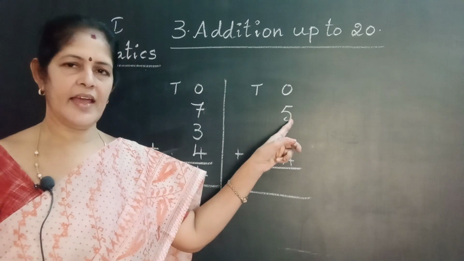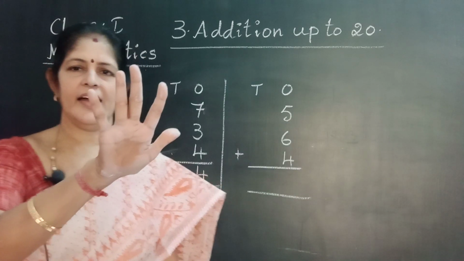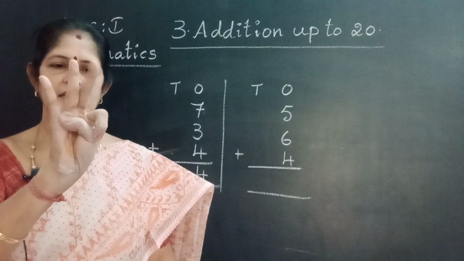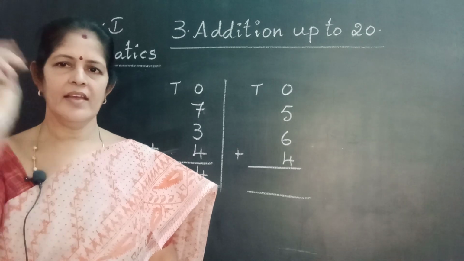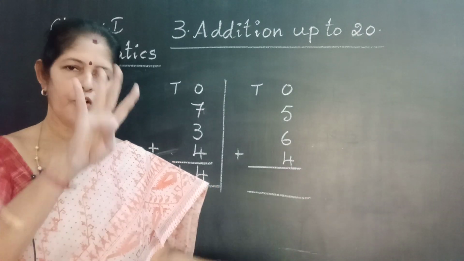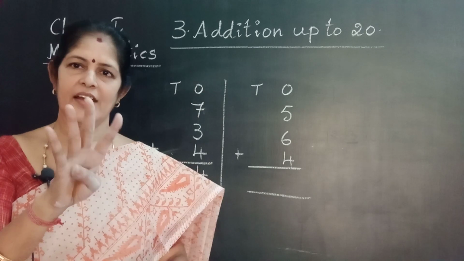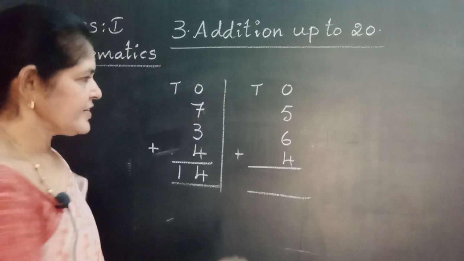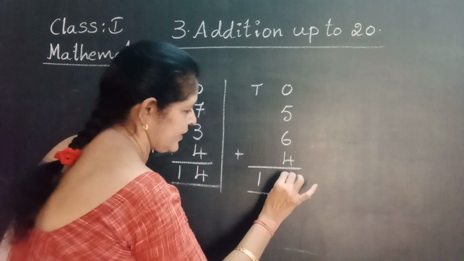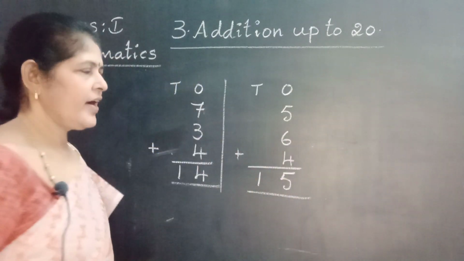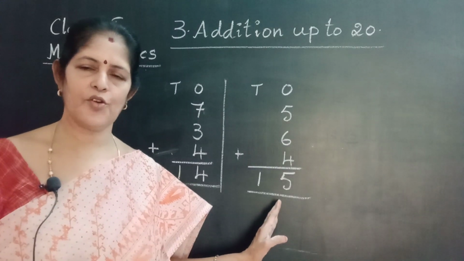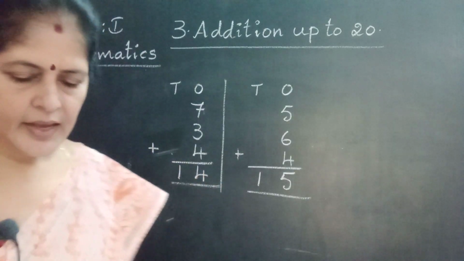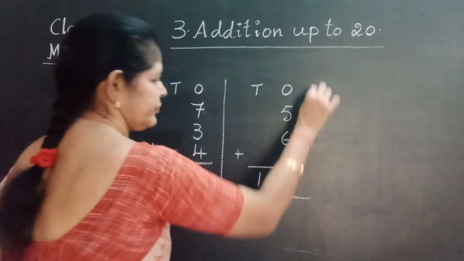Once again. Again start. Take 5 fingers. 6 after. 7, 8, 9, 10, 11. 11 in the mind. Take 4 fingers. 11 after. 12, 13, 14, 15. What is the answer? 15. 1 ten, 5 ones. These are adding 3 numbers. One more example.